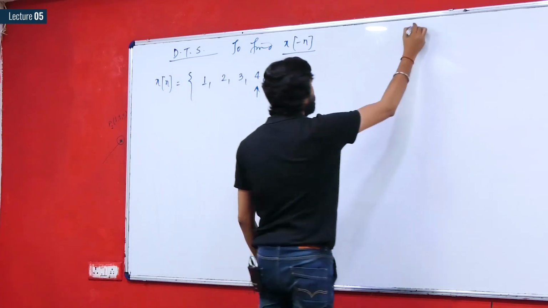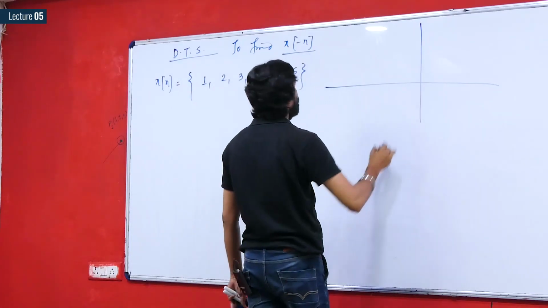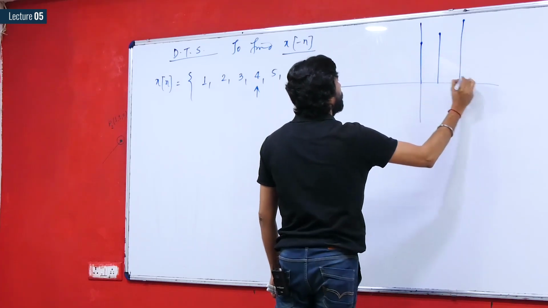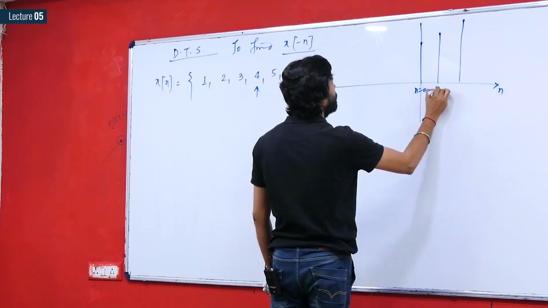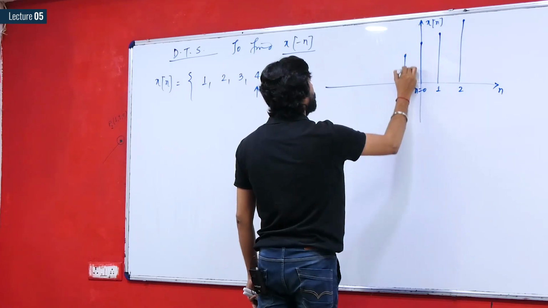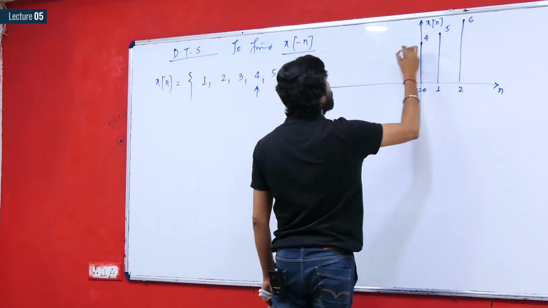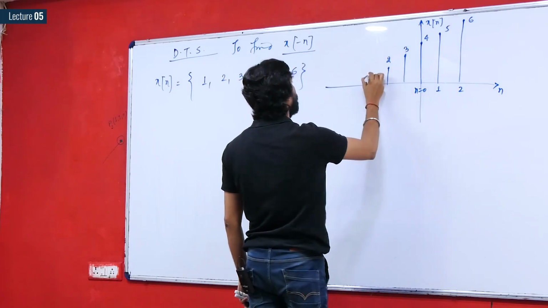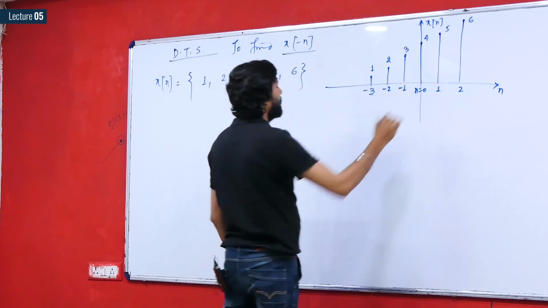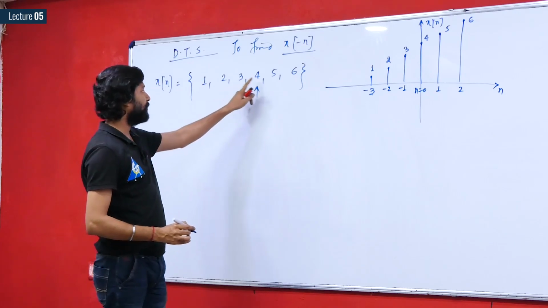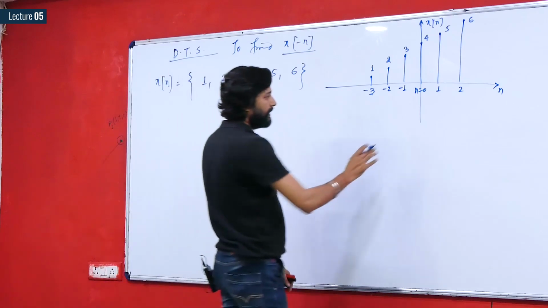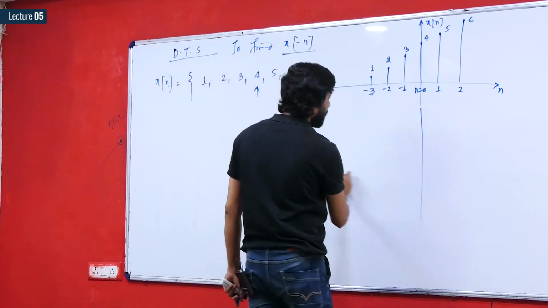If you plot the signal, it is your signal x of n, which is having value 4 at origin, 5 and 6 for n equals to 0, 1, 2. Next values are 4, 5, 6, 3, then 2 and then 1. So this signal is existing from minus 3 to plus 2 for values of n, and the values of the signal are something like this.